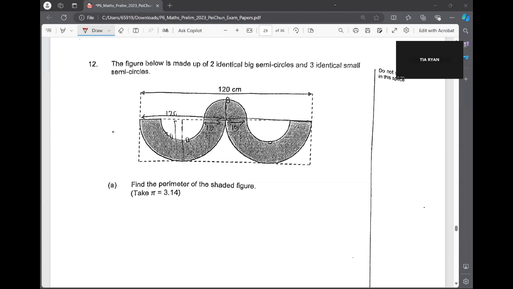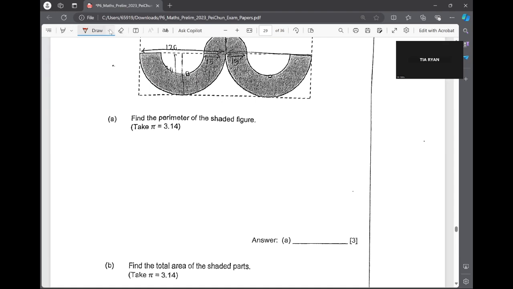Okay, so for this question, the figure is made out of 2 identical big semicircles and 3 identical small semicircles. If you can see, this and this are the 3, and the bigger one is over here. Then find the perimeter of the shaded figure.